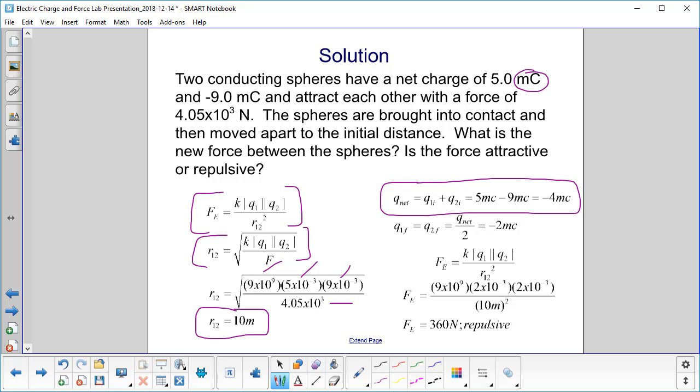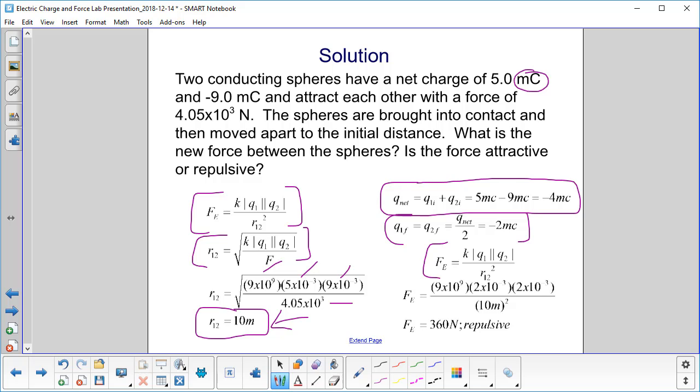What do we have to do next? We then split that in half. The charge is shared. So we divide Q net by 2, and each one now is negative 2 millicoulombs. Now, perhaps you can see why we solve for the distance over here.